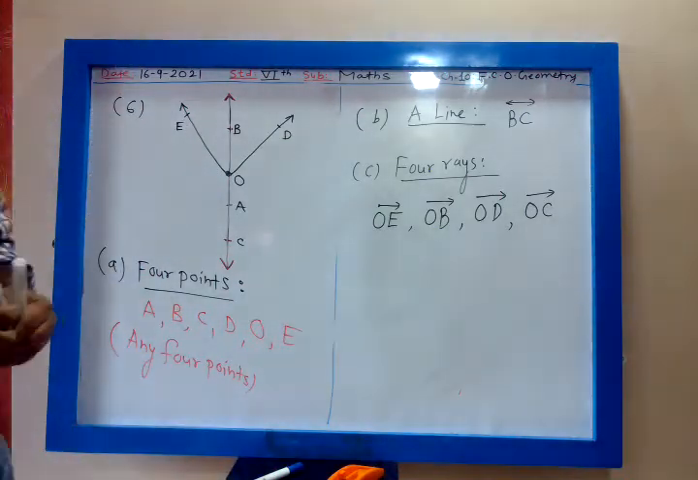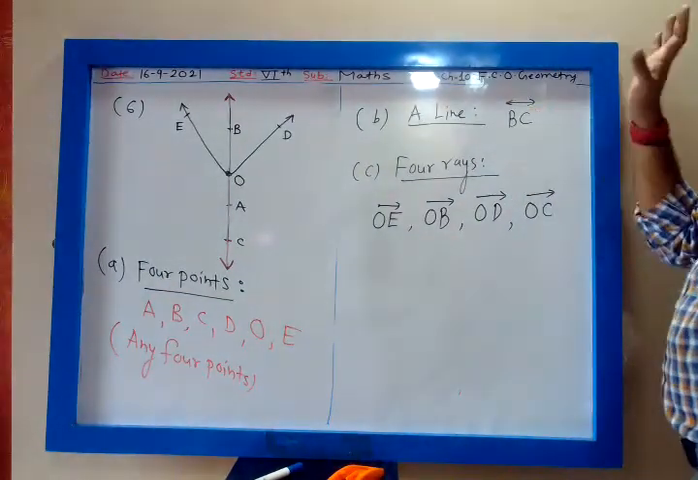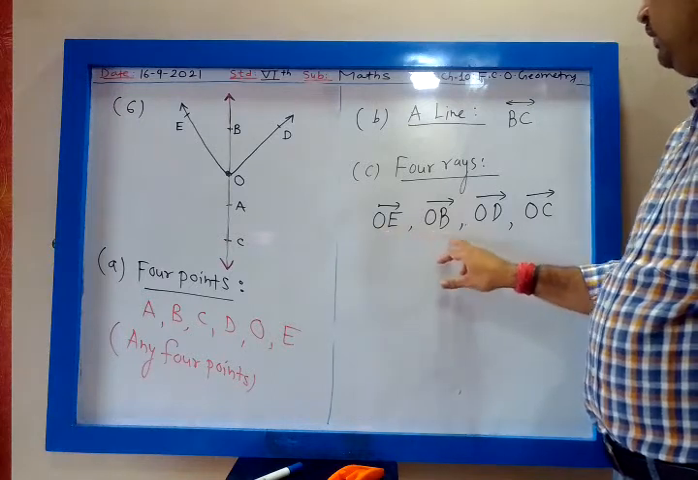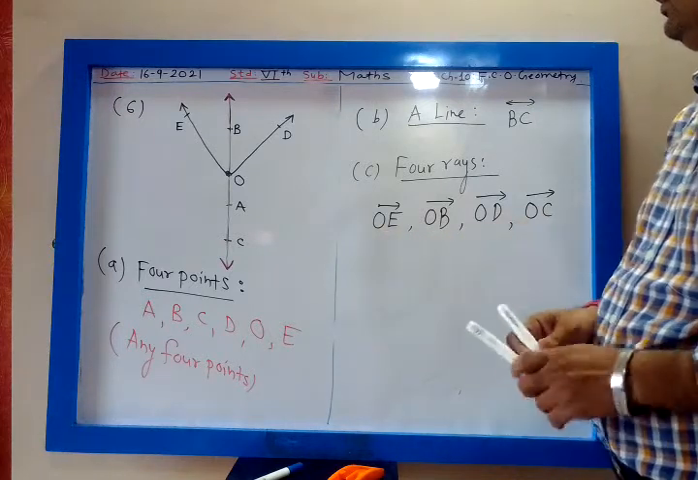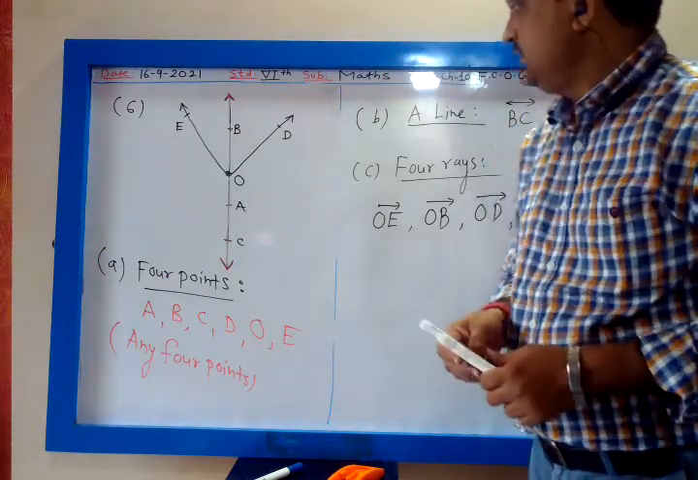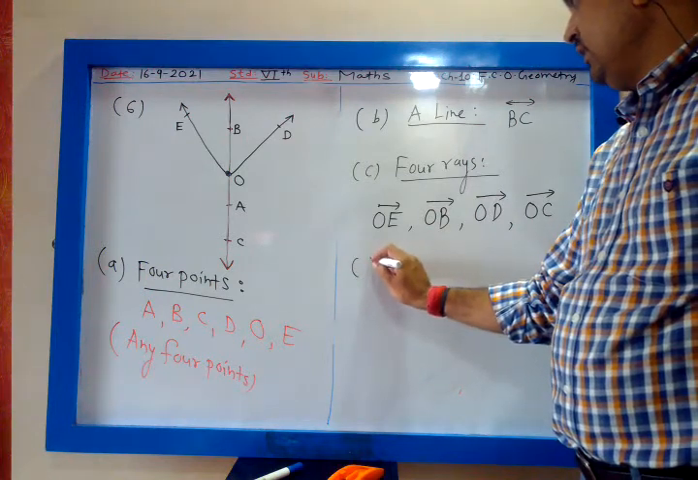A line you can read either way. Line BC you can read, line CB also. The rays are OE, OB, OD and OC. Yes, a ray has only one arrow.